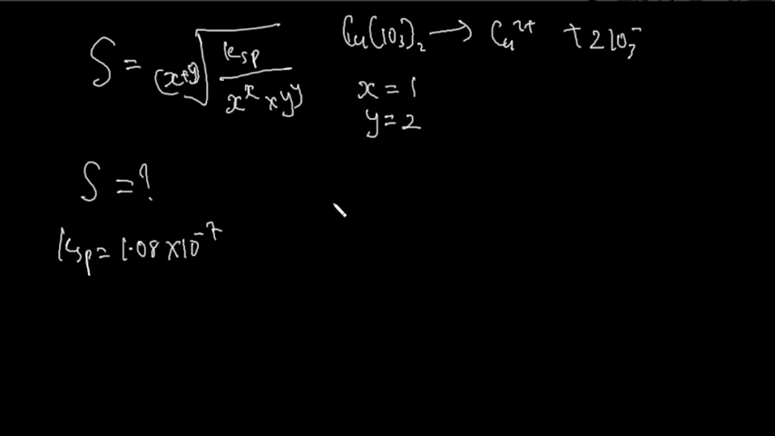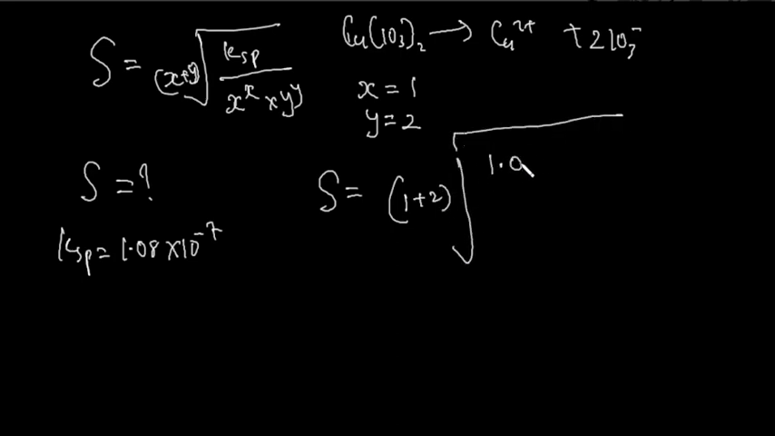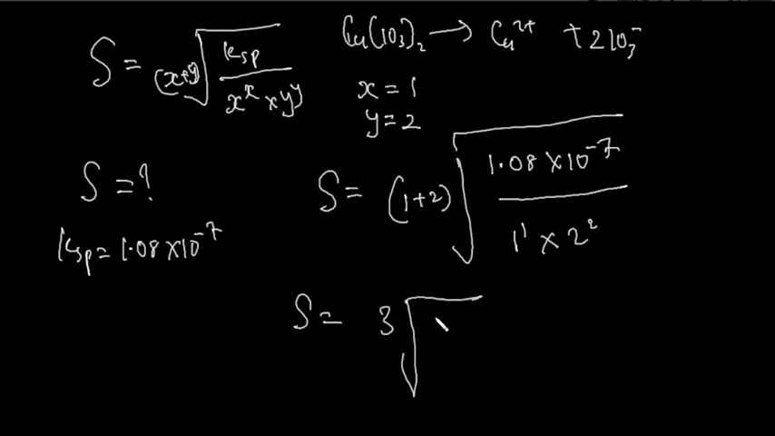The solubility is now going to be given as the root of x, which is 1, plus y, which is 2. So 1 plus 2 will give us the cube root of Ksp, which is 1.08 times 10 raised to power minus 7, divided by 1 raised to power 1 times 2 raised to power 2. If we do this, our solubility is going to be the cube root of, well, let's convert this to 108 times 10 raised to power minus 9, so we can do the cube root easily, divided by 1 raised to power 1 is 1 times 2 raised to power 2, which is 4.